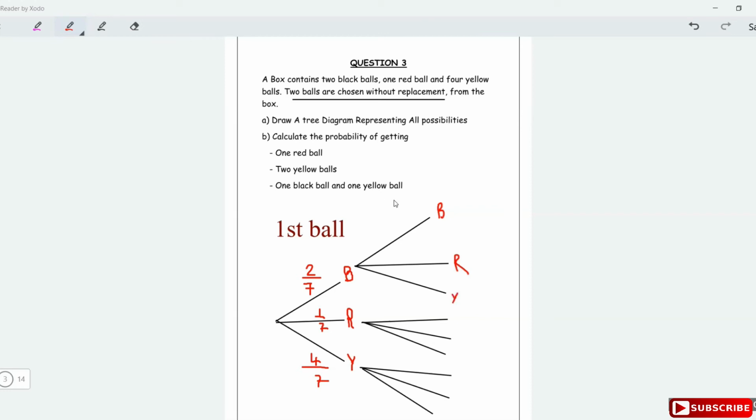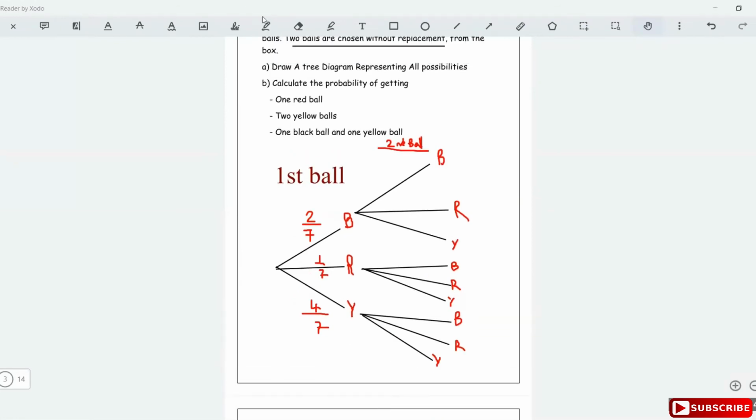So this branch over here is for the second ball. All right. Now you can either draw red, then black, or you can draw red, then red, or you can draw red, then yellow, or you can draw yellow, then black, or you can draw yellow, then red, or you can draw yellow, then yellow. That's what you would do, but let's just jot down the different probabilities right now.